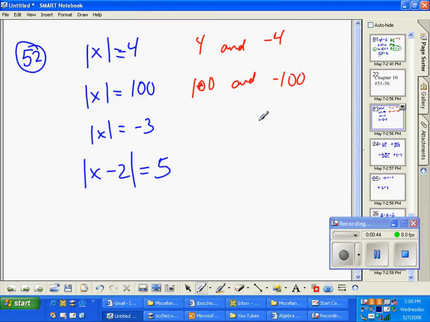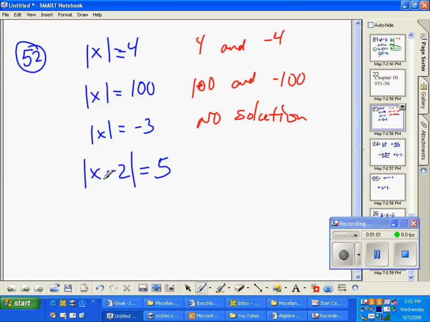The next one, absolute value of x equals negative 3. Well, is there any number that can have a distance from 0 of negative 3? No. There's no number that can, nothing can have a negative distance. So there is no solution.